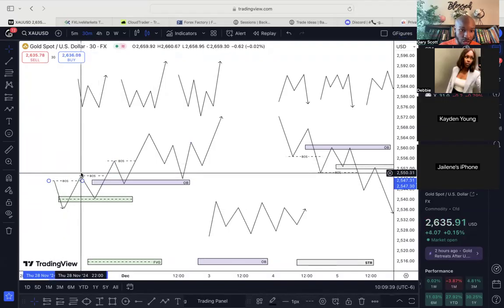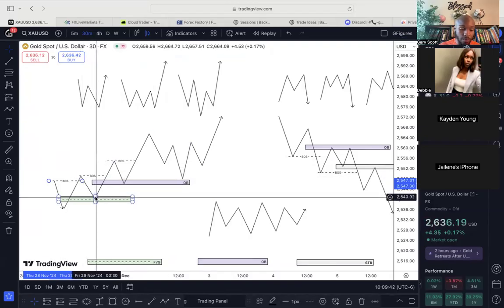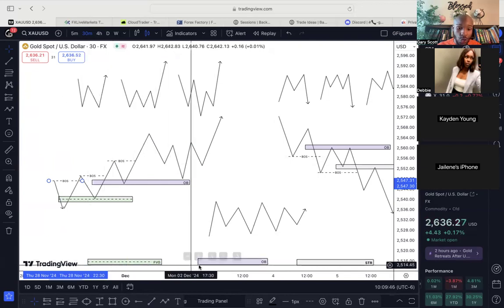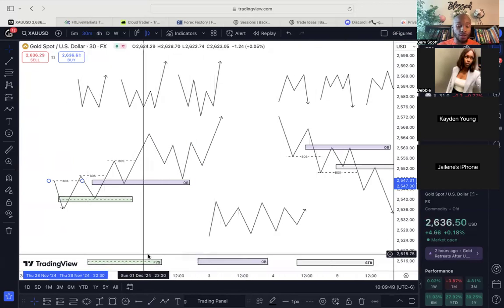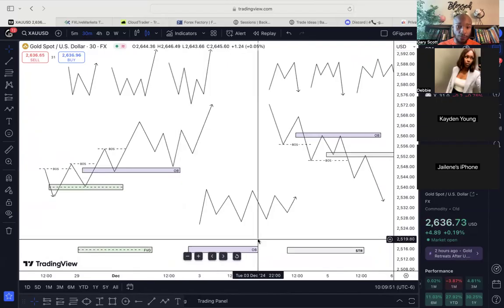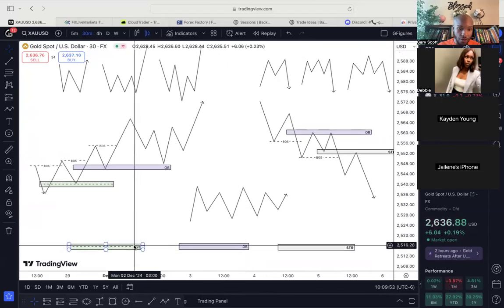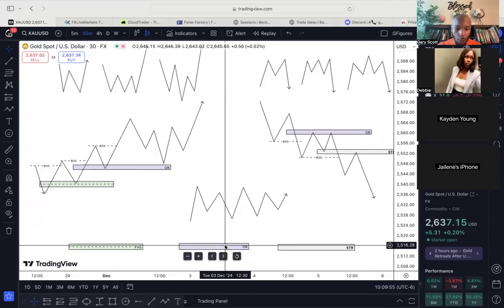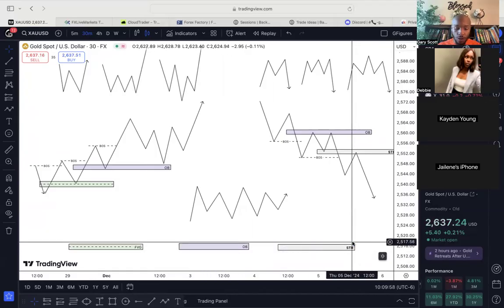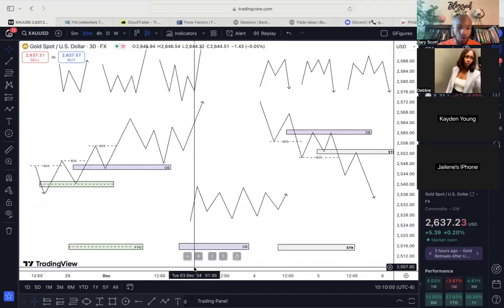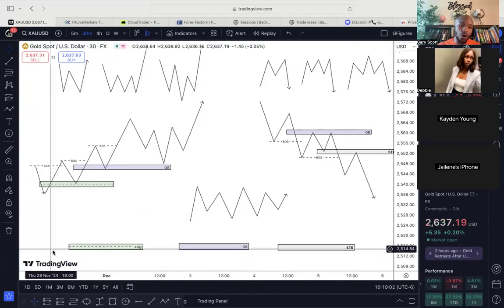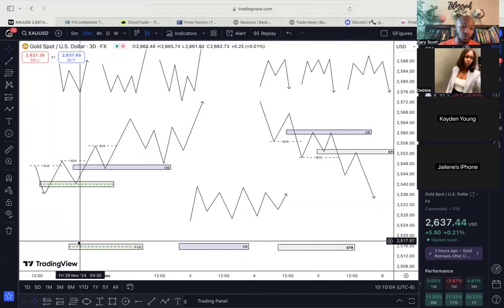You've got price creating a new high. Then you have price pulling back down to an area of value. Now, you always want to trade off of one of these three areas of value: a fair value gap, an order block, and a structure zone. These are where you take action. If you are not taking action from one of these three levels, you are blindly taking a trade, and you do not want to blindly take a trade.